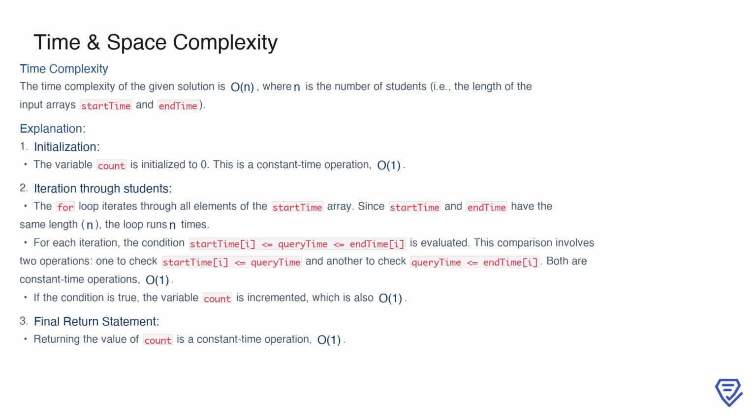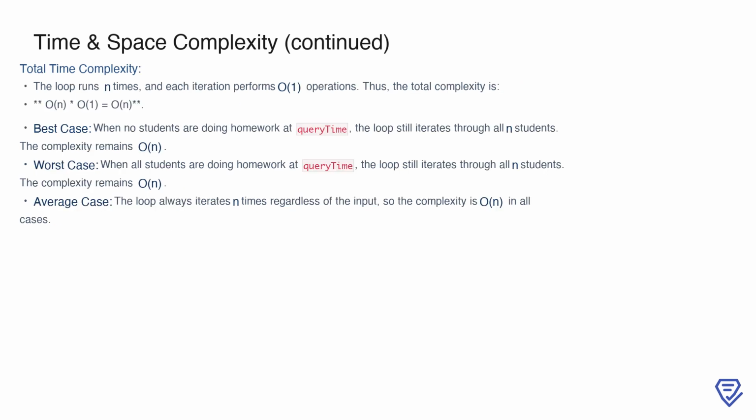If the condition is satisfied, we increment the count variable, which is also a constant time operation. Finally, returning the count value at the end is another constant time operation. Combining all of these, the time complexity of the solution is dominated by the loop, making it O(n). To summarize the total time complexity, we note that the loop runs n times, and each iteration involves constant time operations. Therefore, the overall time complexity is O(n) multiplied by O(1), which simplifies to O(n). This holds true across all scenarios.